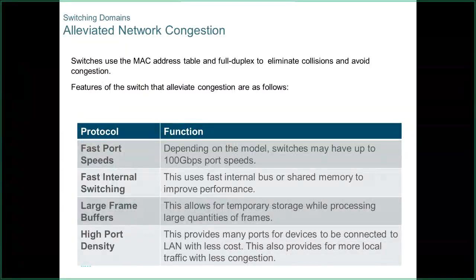We can then provide this switching fabric at a density that saves us money and helps reduce congestion, because the traffic doesn't have to go up to a router all the time to be forwarded on. Switching or forwarding frames is more cost effective than forwarding packets via a router.